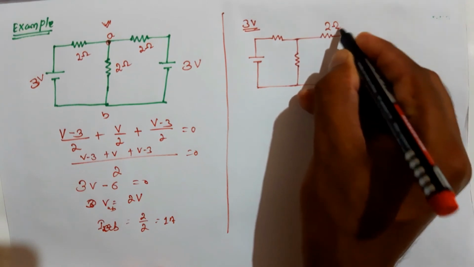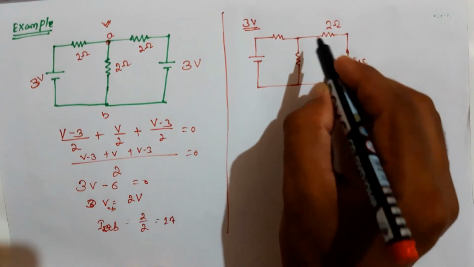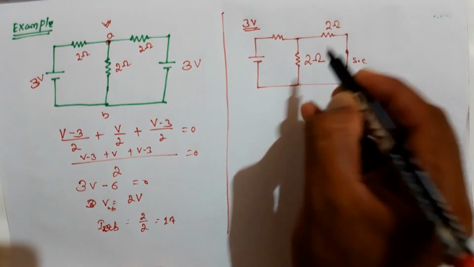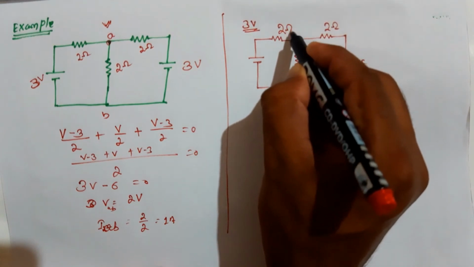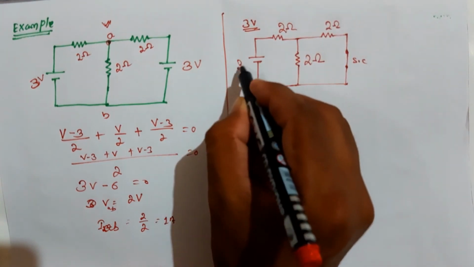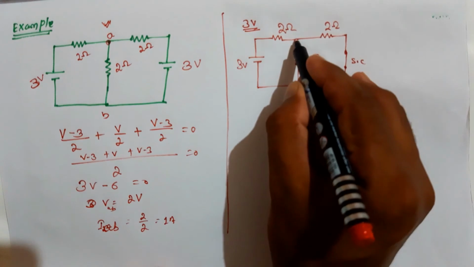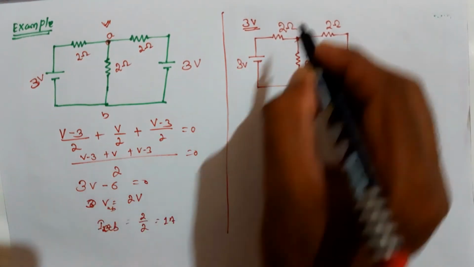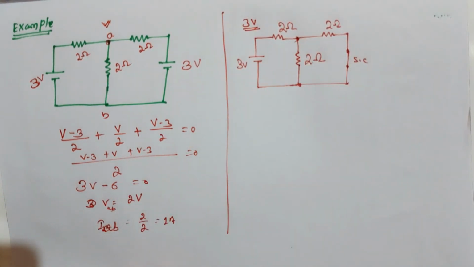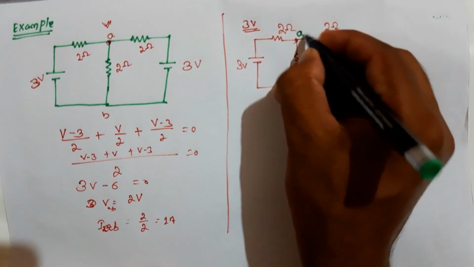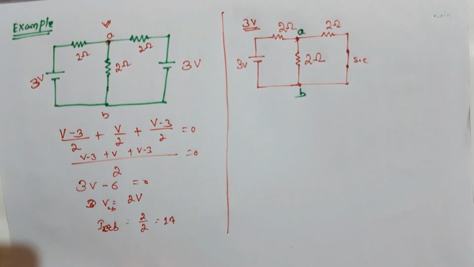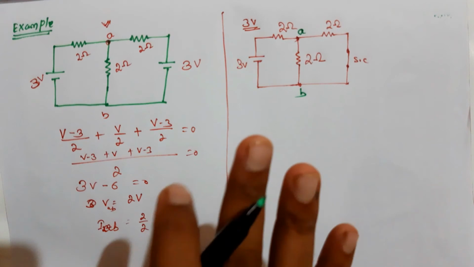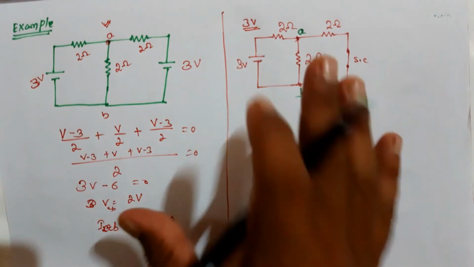As usual 2 ohm. Okay, this is 2 ohm, this is 2 ohm. Okay, this is 3 volt. Okay, we need to find the voltage across this and the current in AB. Okay, then after we take the algebraic sum for AB. Okay, let's find the total current, then we find across this.